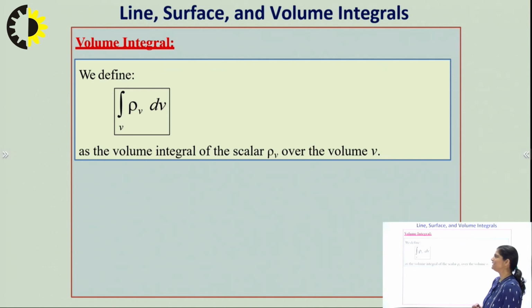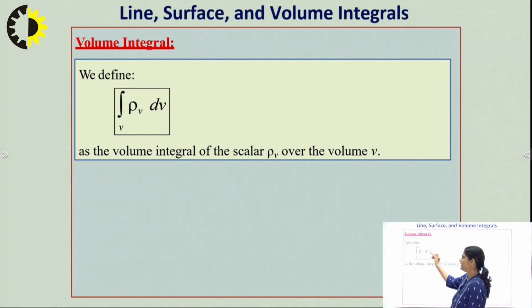Now the volume integral is equal to the integral of rho dv over the volume v. So this is your volume integral of the scalar rho over the volume v.